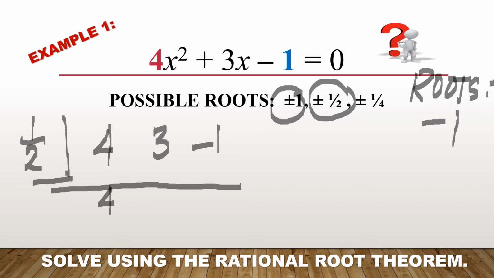4 times 1 half is 2. Let's write 2 here. Then 3 plus 2 is 5. 5 times 1 half is 5 over 2. Negative 1 plus 5 over 2 obviously is not 0.